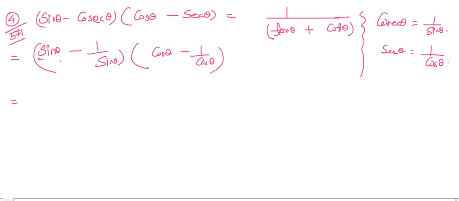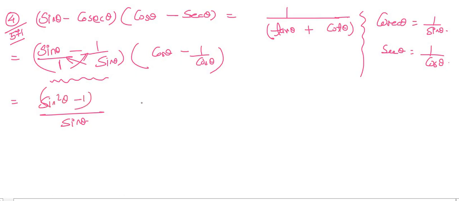Okay. Now if I take 1 here, what is the LCM of this part? This part. LCM is sine theta. Okay. So we will get this and this into, right? So this is sine square theta minus 1. Now into, what is the LCM here? Cos theta. So if we cross multiply, cos square minus 1.